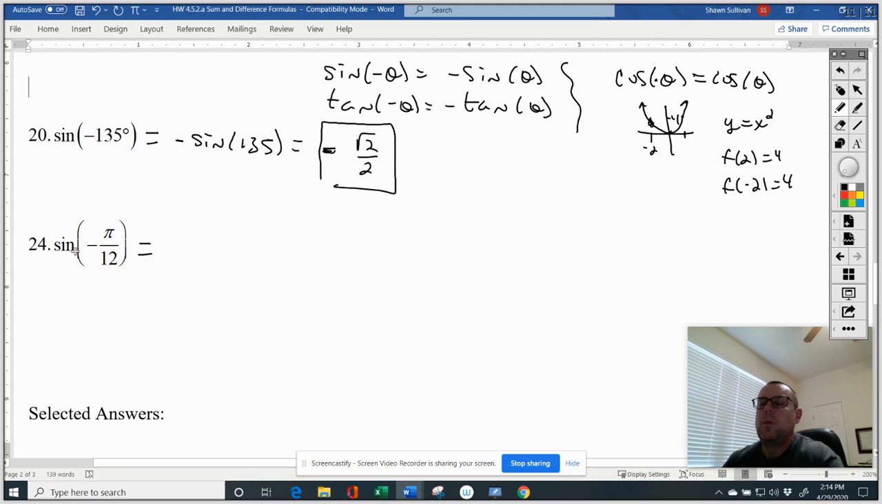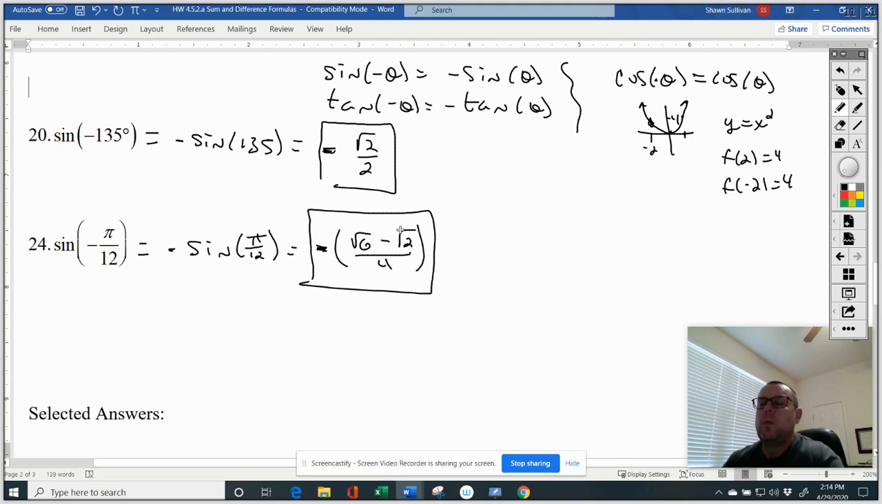We can do the same thing for number 24. This becomes sine, but let's actually bring the negative out. This is negative sine of pi over 12. And that was problem number 6. And we know that this is going to be, I'll put it in parentheses just to make life a little easier, negative times the whole quantity in parentheses, the square root of 6 minus the square root of 2 all over 4. And we're done.